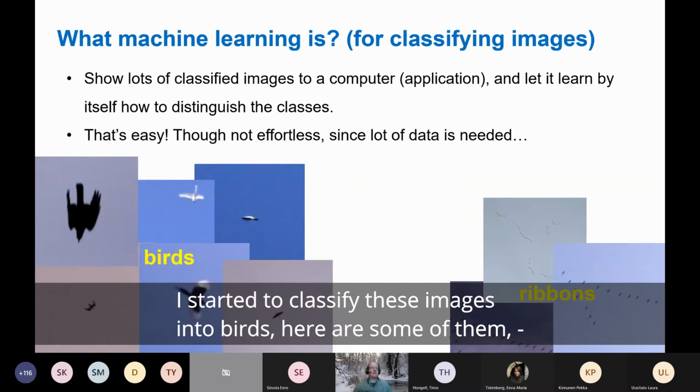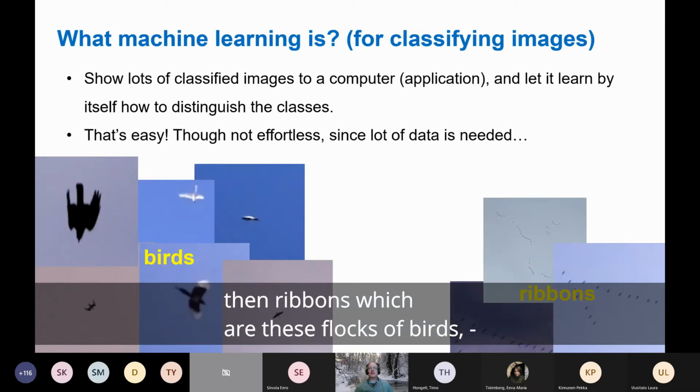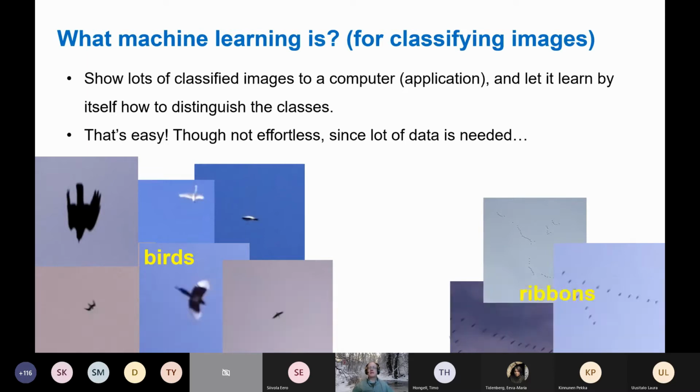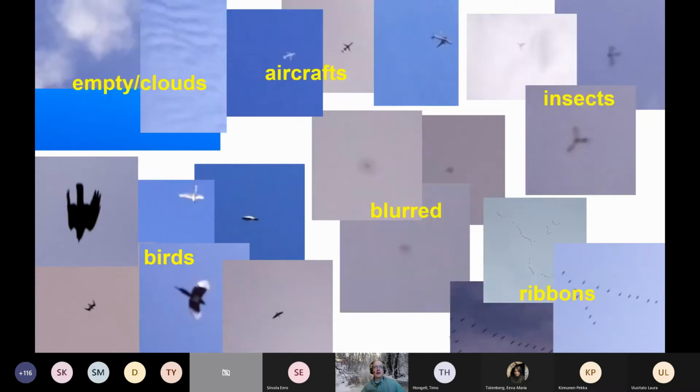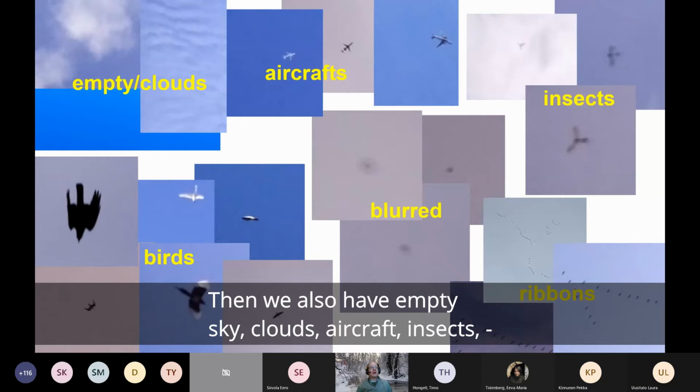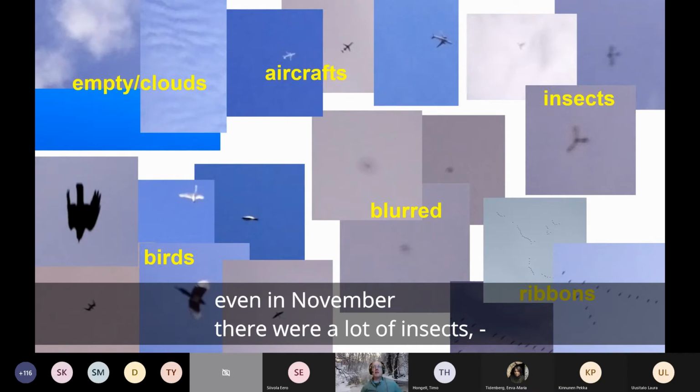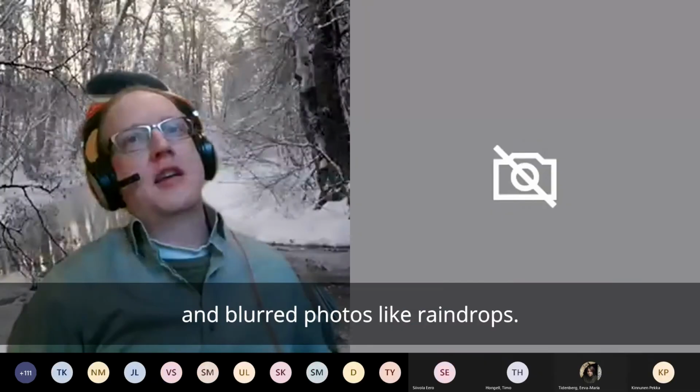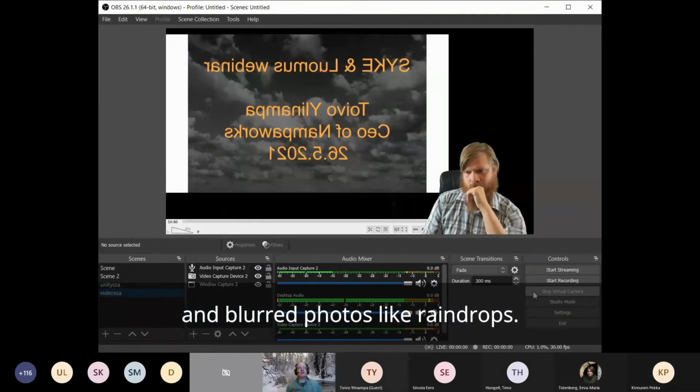So I started to classify these images into birds. Here are some of the birds, then ribbons, which are these flocks of birds, flocks of geese. Then what else we have? We have empty sky and clouds, aircrafts, insects. Even in November, there were a lot of insects, and blurred photos like raindrops.